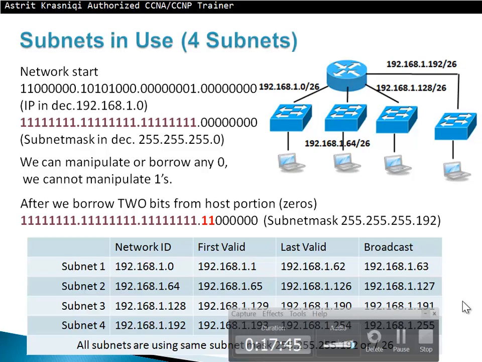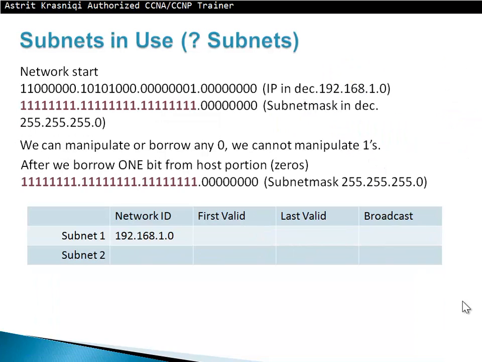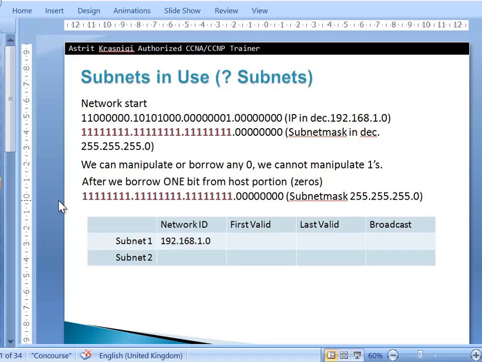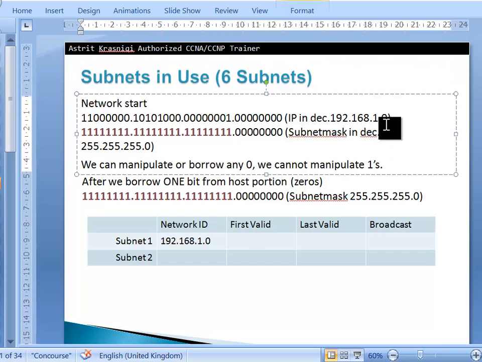Okay, now what I'm gonna do is run through and create one subnet for ourselves. Imagine that we need 6 subnets. This is the IP address, the network ID that we were given, and this is the subnet mask that we are given. We can manipulate the zeros, but we can't touch the ones.